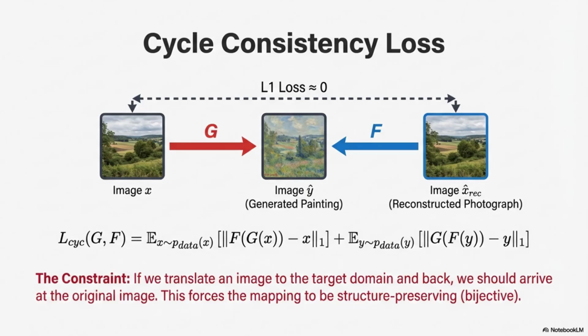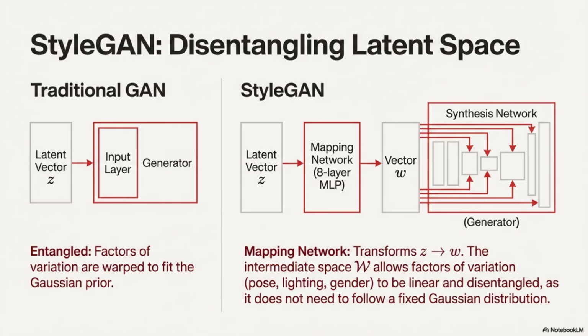Real, fine-grained, artistic control. How do we tell a GAN, hey, make me a face, but make it looking to the left, with blonde hair and a smile? Answering that question, that's the domain of StyleGAN. So in a normal GAN, you start with a bunch of random numbers, a vector we call Z, and you feed it straight into the generator.